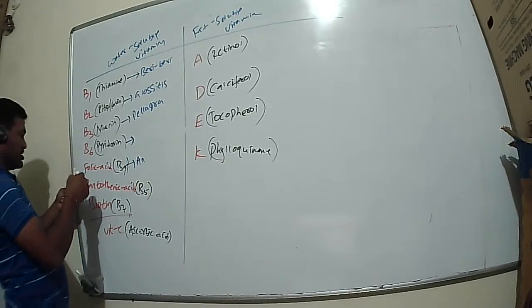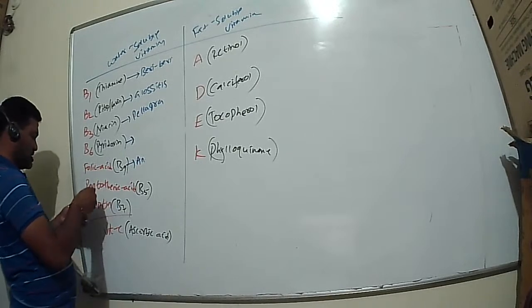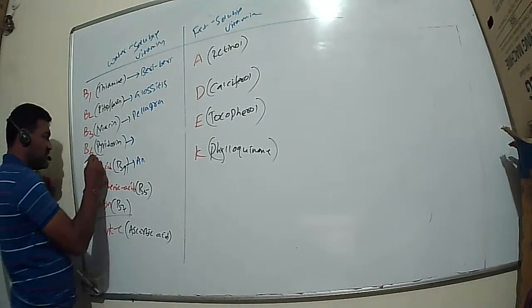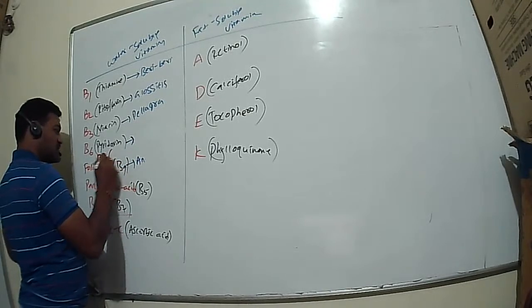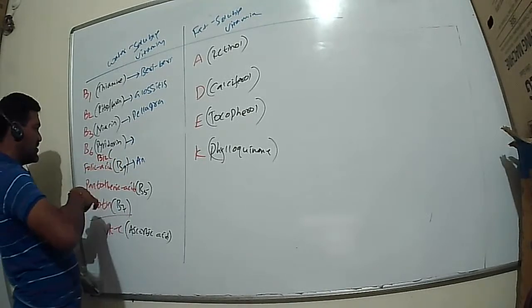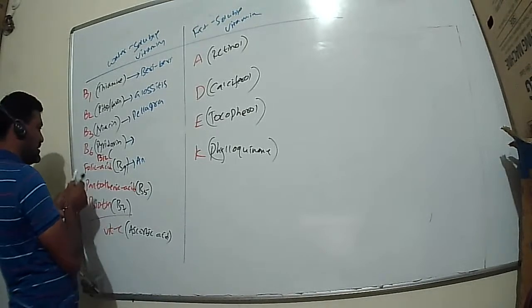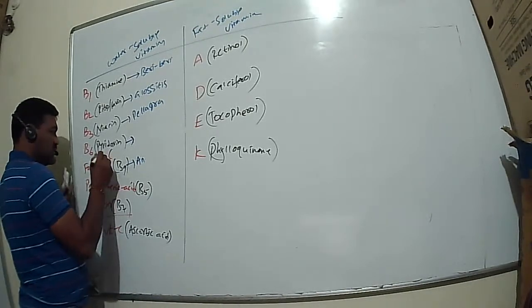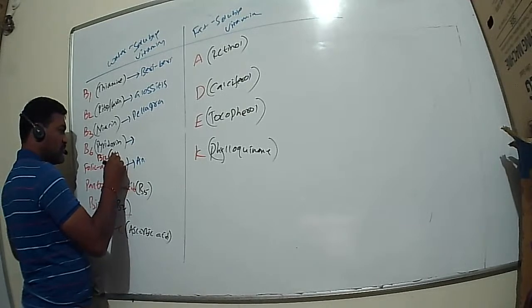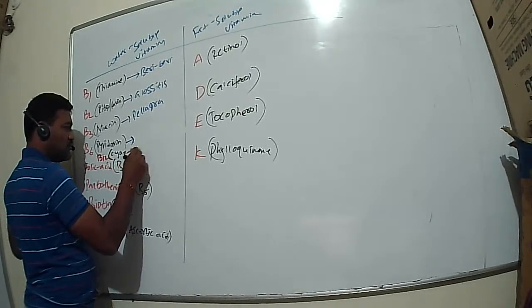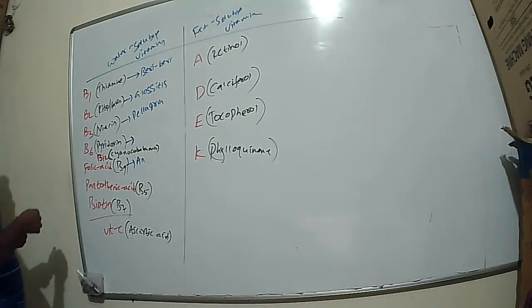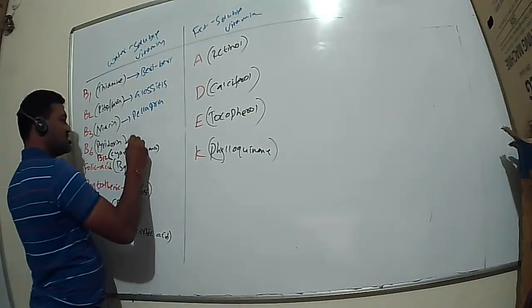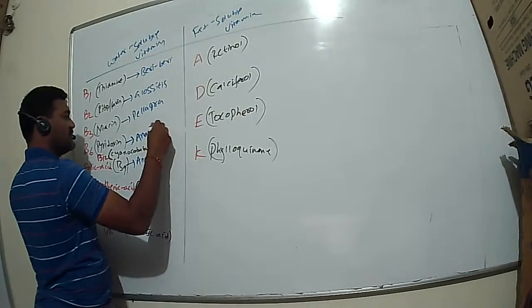Where is B12? I forgot B12 actually. That's what I'm wondering. There's B12 also, very, very important. B12 is called cyanocobalamin, a very big name. The biggest number, 12, and the biggest name, cyanocobalamin. Now, B6 causes anemia, right?